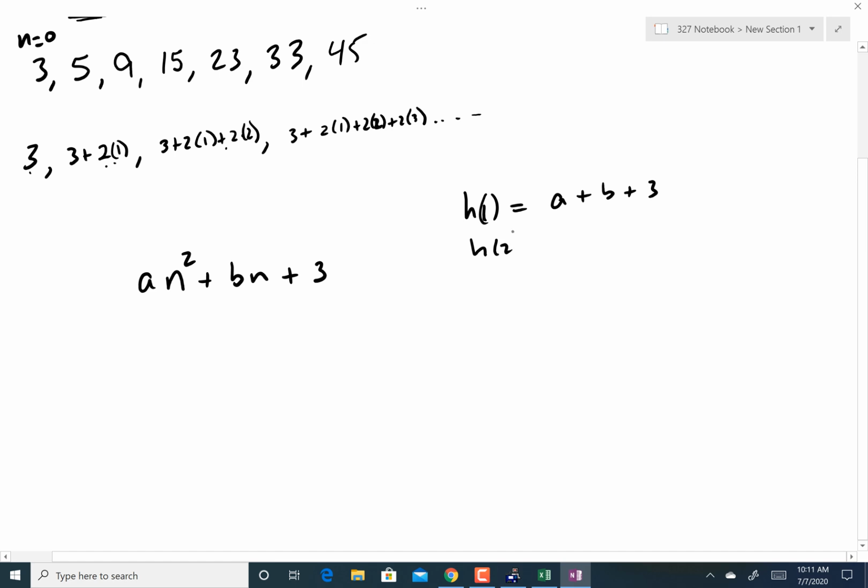What about h of 2? Well, you plug that in, you get 4a plus 2b plus 3. Now let's subtract them, shall we? Oops, don't subtract yet. Let's times the top equation by 4, shall we? And so now you get 4a plus 4b. 4a minus 4a is 0. 4 minus 2 is 2b. And then plus 9 equals 0. Interesting. So b equals negative 9/2.